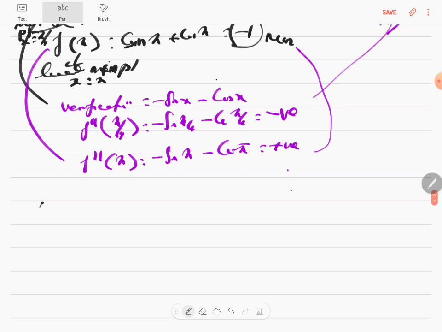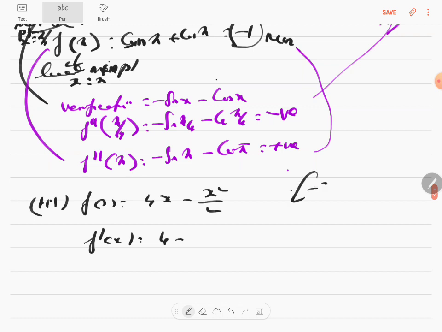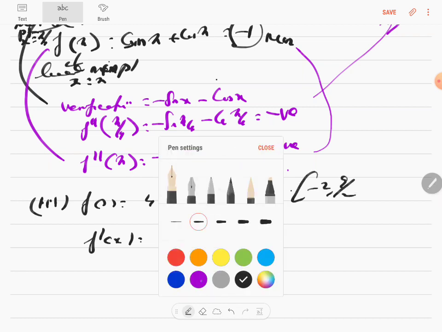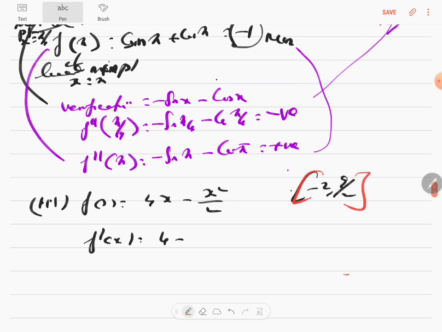F of x is equal to 4x minus x square by 2. Correct? So let's differentiate. F dash of x is equal to 4 minus... The moment I see the close bracket, I have to alert myself and write this to say that I have to check for those endpoints also.